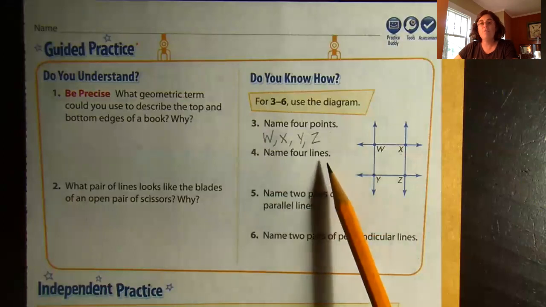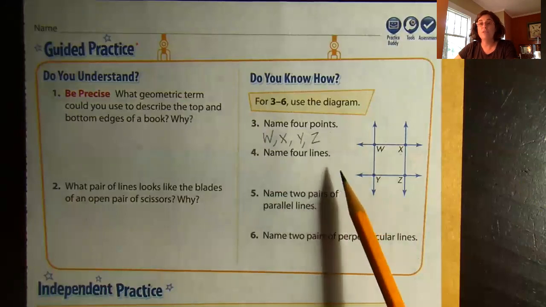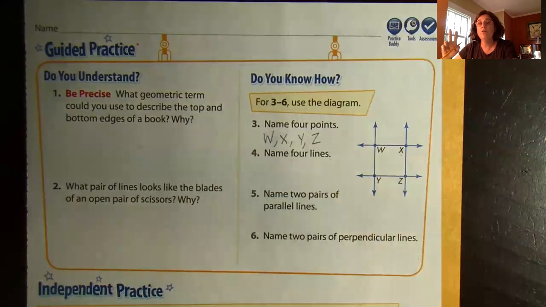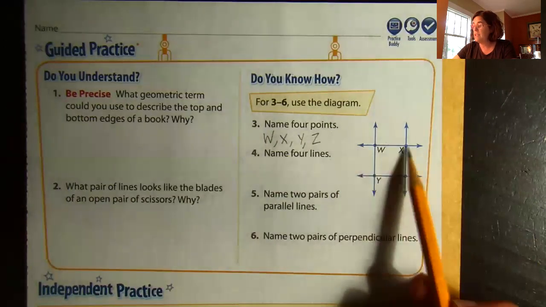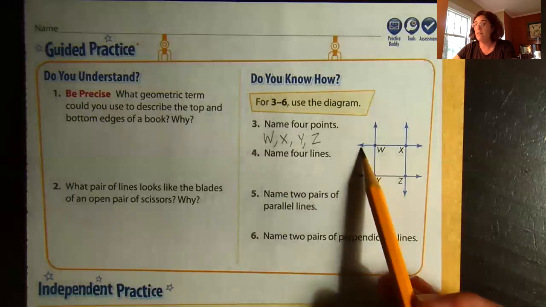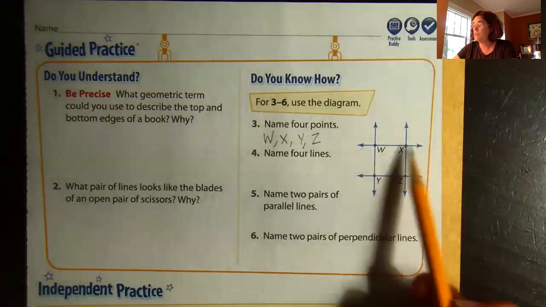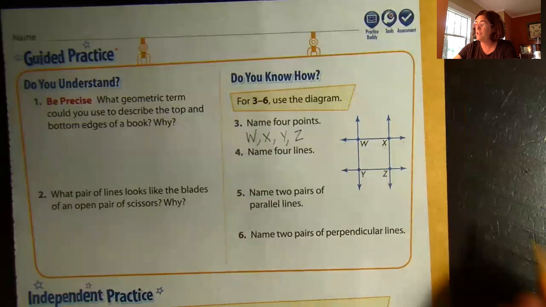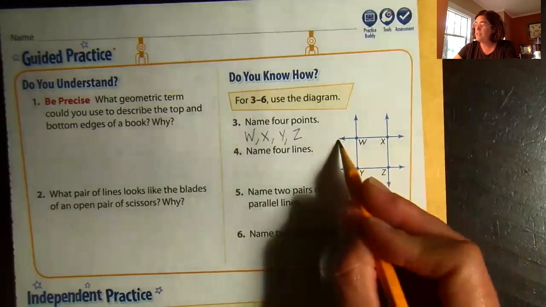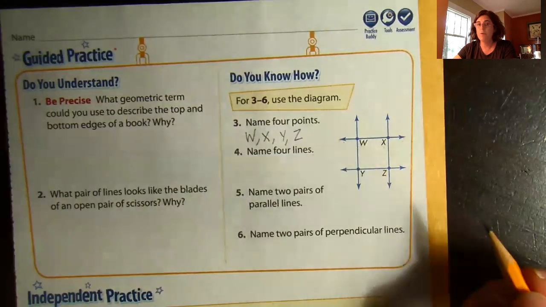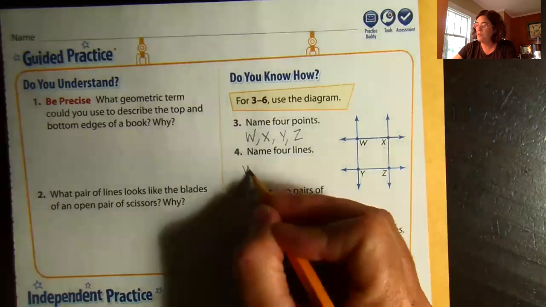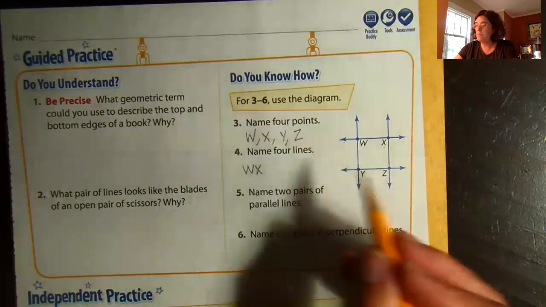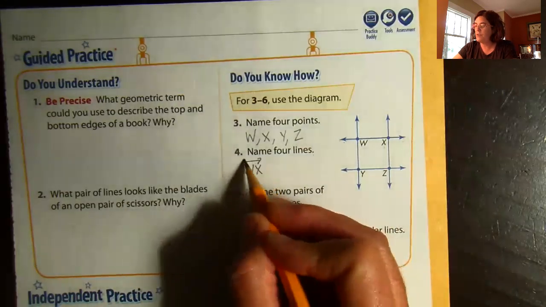And remember, when we name a line, we have to use at least 2 letters and the symbol across those 2 letters to tell us what kind of line we are looking at. So looking at these lines, I see that they are all lines. They're not line segments and they're not rays because they have arrows on both sides. So when I name each of these lines, I'm going to go ahead and use 2 letters. So I'm going to name this line right here. So this line is WX, and then the symbol for a line is a straight line with 2 arrows over it.